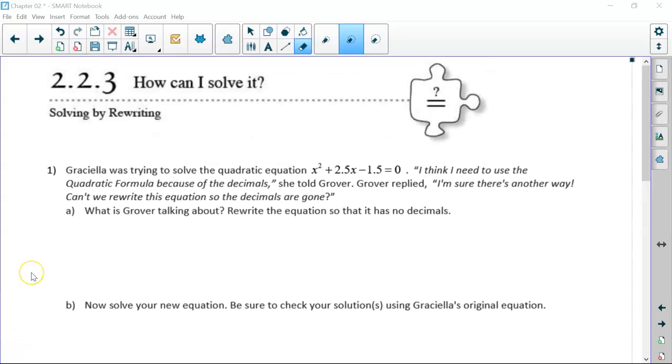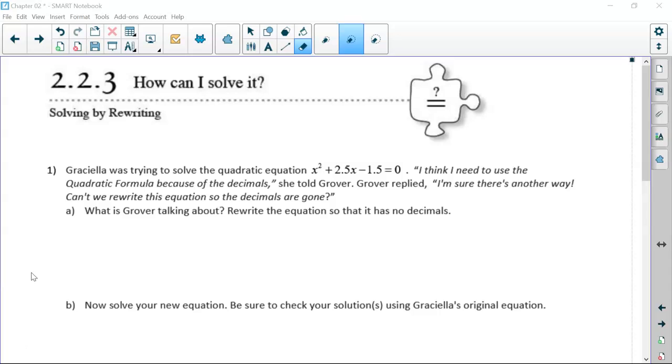Welcome to section 2.2.3. We're going to be talking about solving by rewriting. And what this is going to do is help us solve these problems a little bit easier. So this is a very important section on how to make solving equations easier. So if we're looking at the equation x squared plus 2.5x minus 1.5 equals 0.